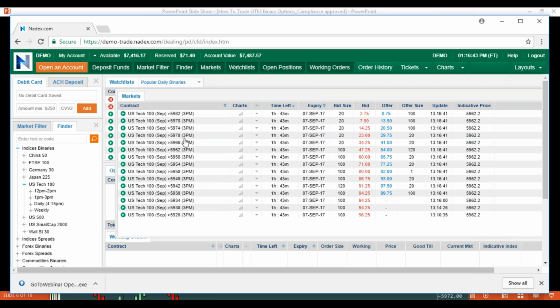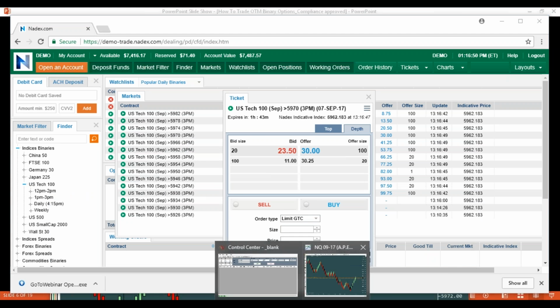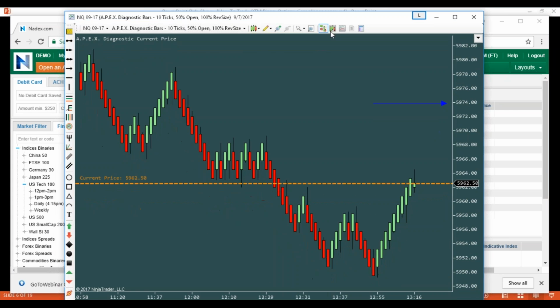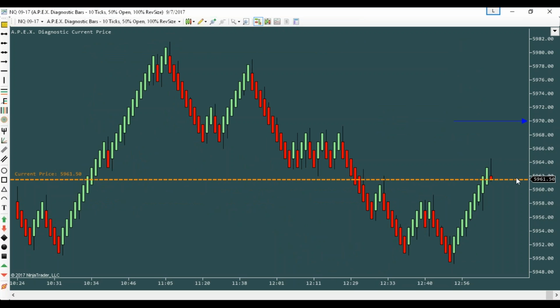Actually, I want to do something different. Let's look at this one. This one at 59.70. I can buy it for about 30 bucks, right? So 59.70. Everybody see that visually on the chart. So the market's right here. I'm buying this strike right here.